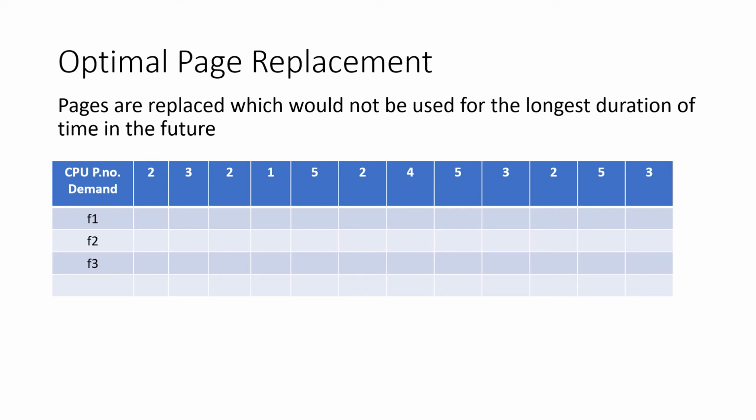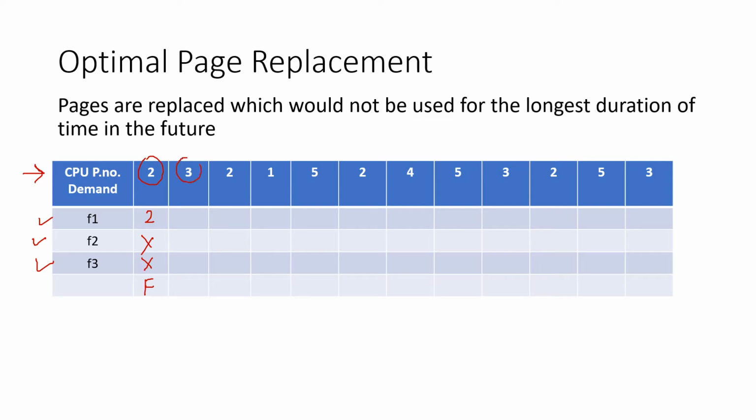Okay, now we'll see how to use the optimal page replacement algorithm or policy. Here in this case, pages are replaced which would not be used for the longest duration of time in the future. So again, here the reference string is given, and there are 3 frames in main memory. Initially the demand is of page 2. So this is a page fault. So you can write this as 2 cross cross.